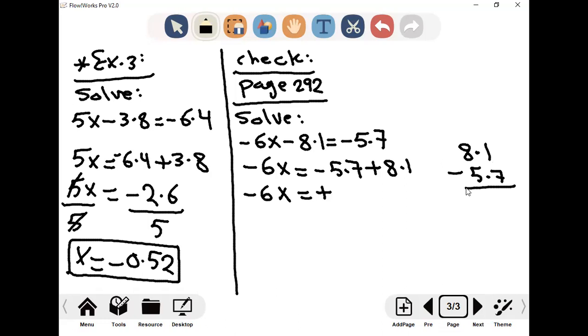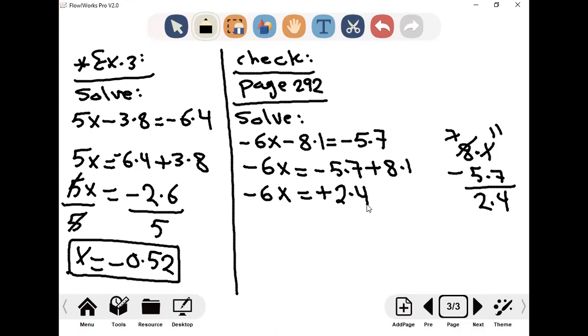If you put 5.7 up, you do the subtraction in column way, right? Now 1 minus 7, you cannot. So you'll take this 7 and this will be 11. 11 minus 7, 4. Decimal comes down and here 2. So the 2.4 comes here, right? So negative 6x equal positive 2.4.